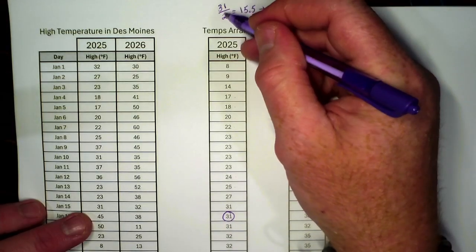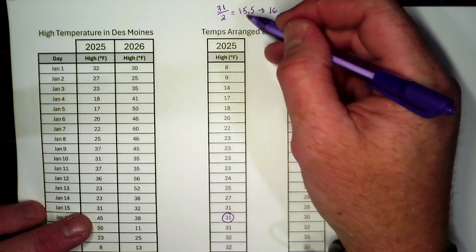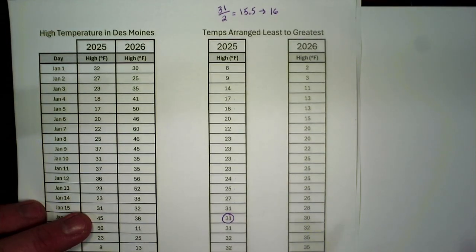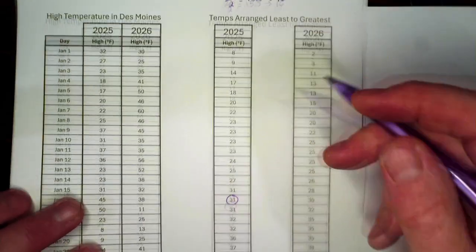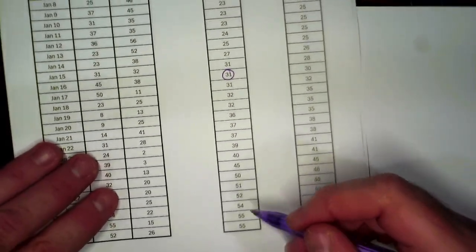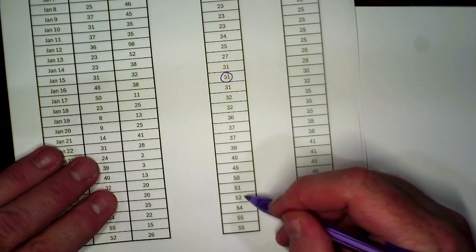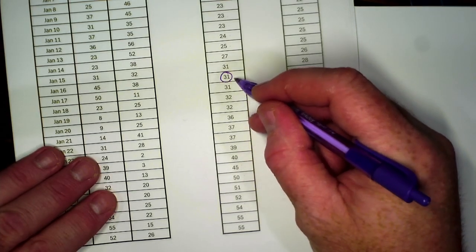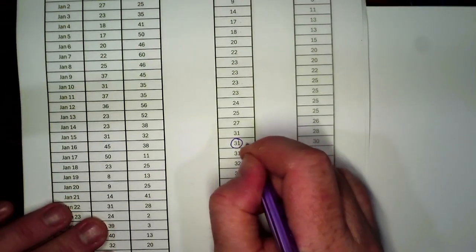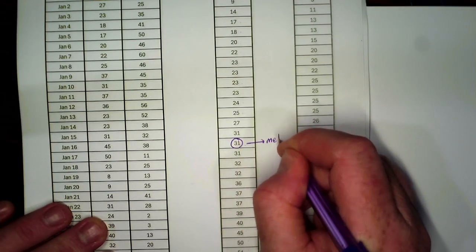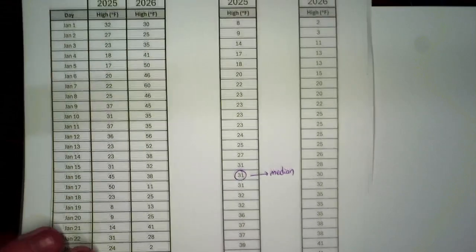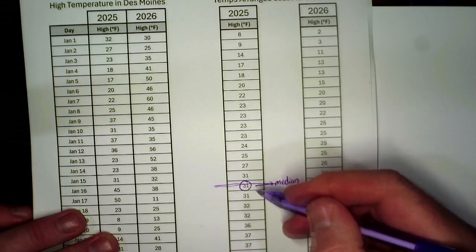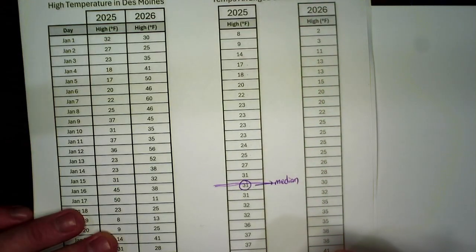If that had been an even number and we had gotten something like 15, then we would have taken the 15th and the 16th and found the average of those. But as it is, it's the 16th down. It's also the 16th up. If you start at the bottom and count up, 1, 2, 3, 4, 5, 6, 7, 8, 9, 10, 11, 12, 13, 14, 15, 16, we can verify that that is the median. What that median value has done is split our data set in half. 50% lies above it, 50% below it.